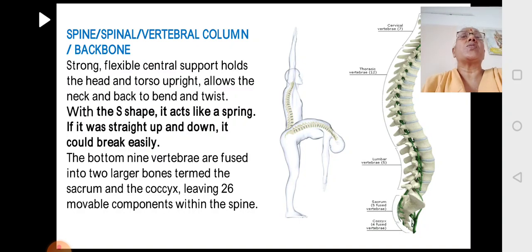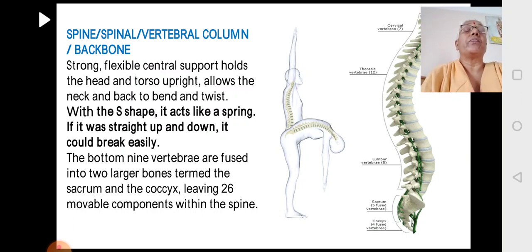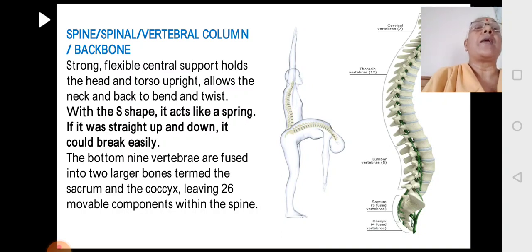So the spine, which is also called the spinal column or the vertebral column or the backbone, is a strong bone which is also flexible, which is located in the center on the dorsal side of the human body, and it supports the head and the trunk region. It helps to keep the head and trunk straight and allows the neck to bend back and front, and also for your body to bend back and front and twist. All this is possible because of the flexible nature of the spine.